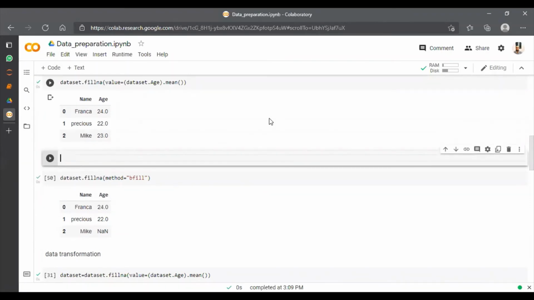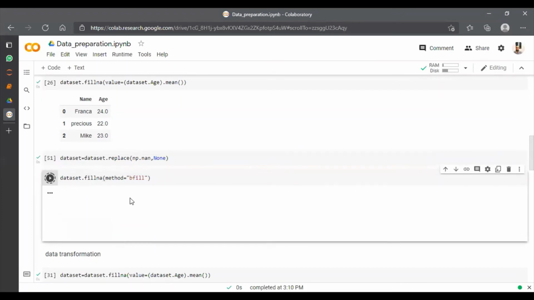It has to be standardized to none, like dataset equals dataset.replace. So I can replace np.none with none. So it has to be standardized to none if possible. Then I think this should now work. So for you to use all this replacing with previous, replacing with mean, using the several methods of filling none, it has to be standardized to none instead of np.none.